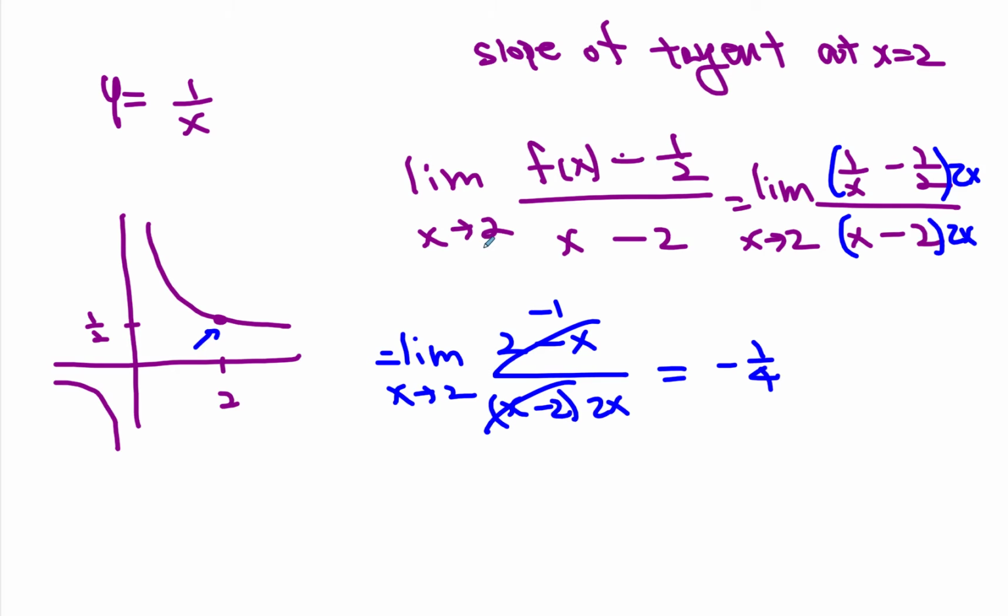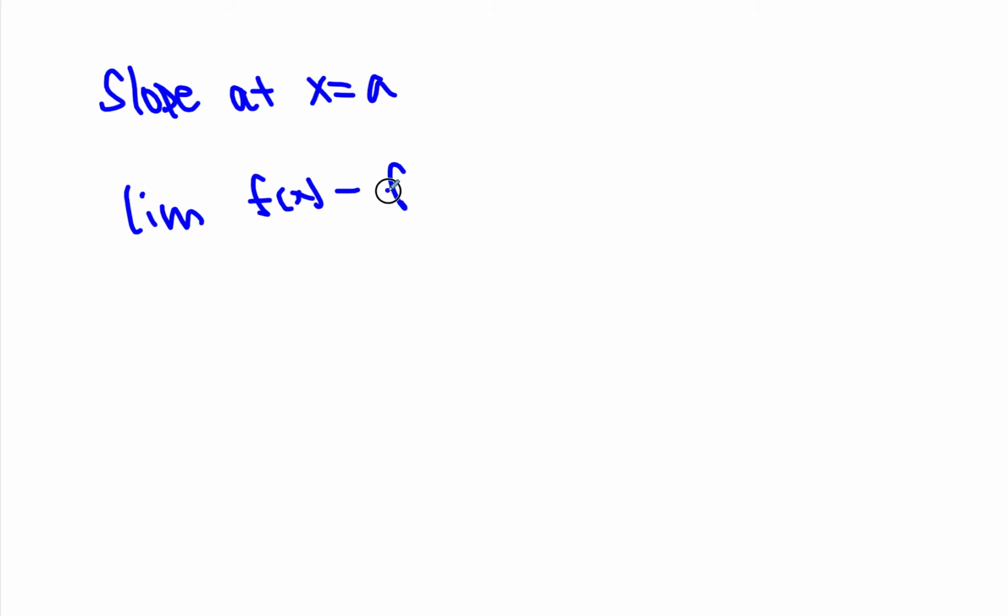But what if it wasn't a particular value? What if we want to make the constant? What if we want to generalize this formula a little bit? So as of now, slope at x equals a, we can write this one as limit of f of x minus f of a over x minus a as x approaches a. That's one way for you to write it. But another way for you to write it is this.